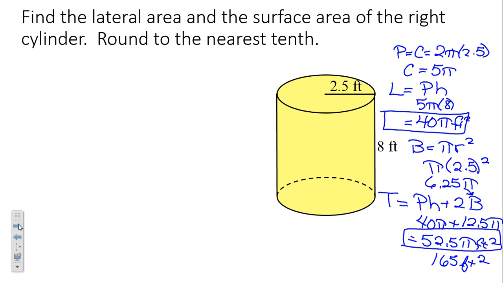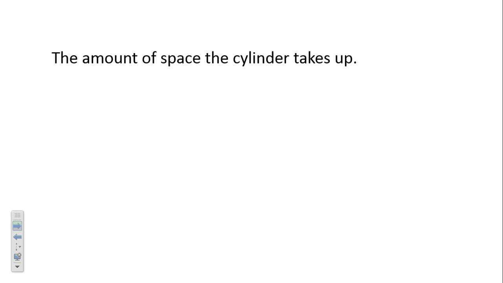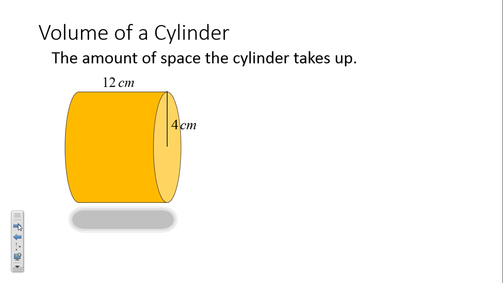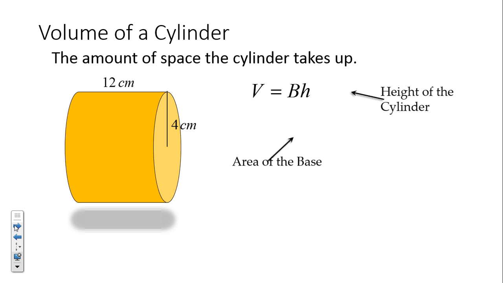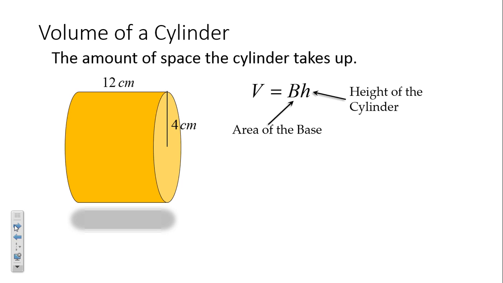All right, we're good. Now, just like yesterday, volume's going to be easier. We did the hardest part here. Because volume is equal to area of the base times the height, like yesterday. It's the amount of space it takes up. So your volume is going to be your area of your base times the height of the cylinder, and the base is a circle. To find the area of a circle, we take pi r squared.